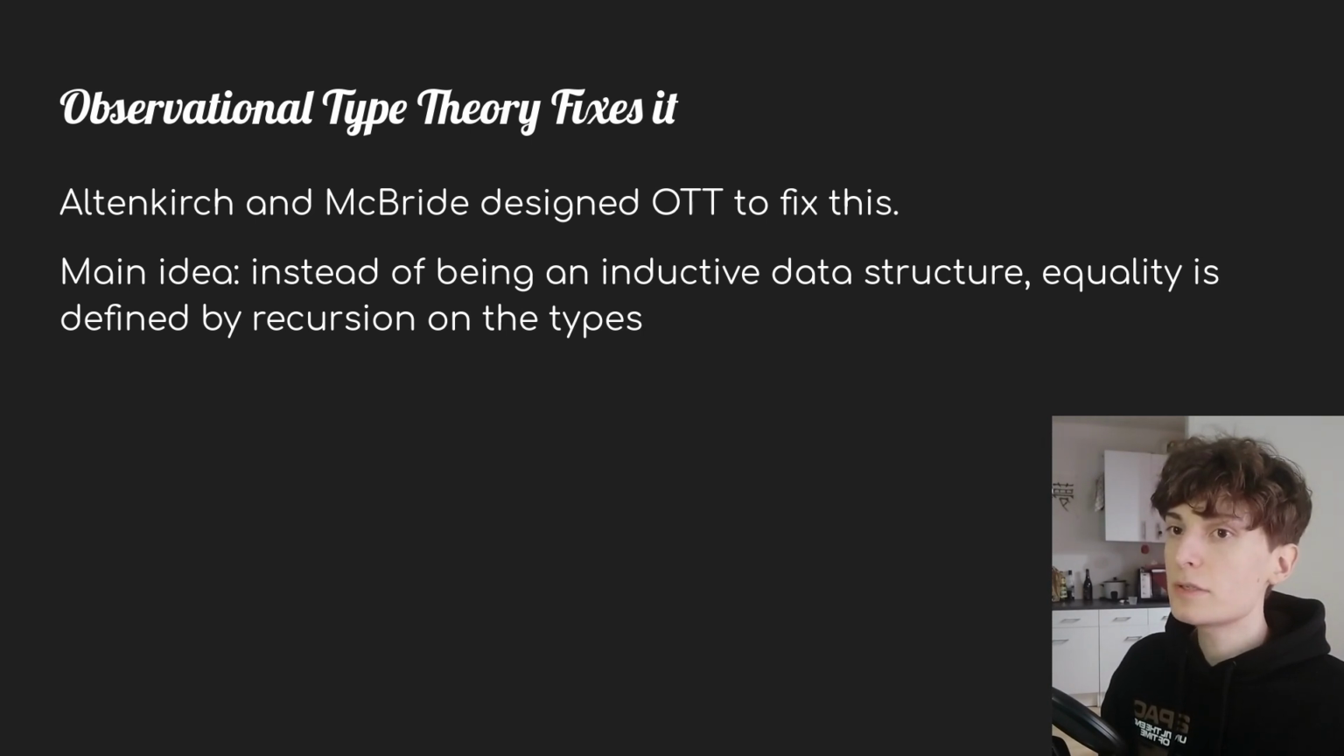observational type theory in the early 2000s to fix this. In OTT, the equality is not an inductive data structure. Instead, it is defined by recursion on the types and terms. For instance, if the user forms this equality, the system sees that it is dealing with functions, so the equality type computes to function extensionality, and this is how we obtain that property.